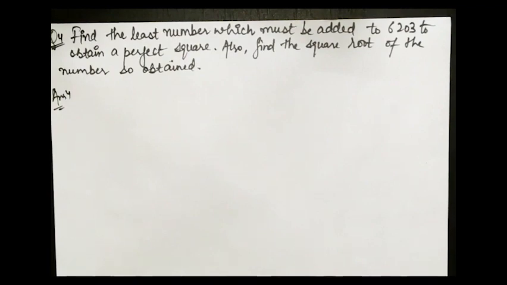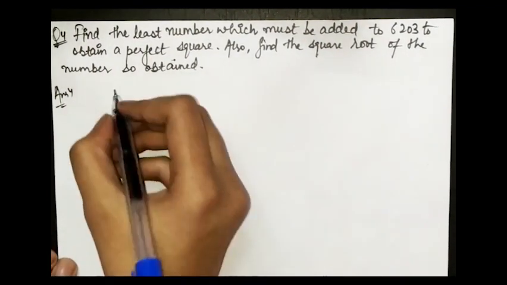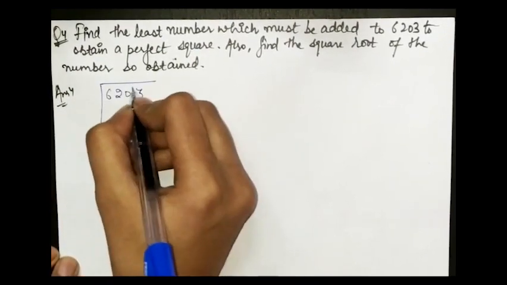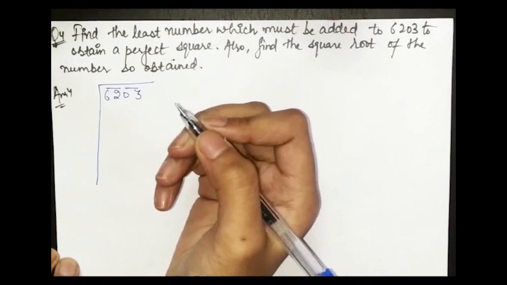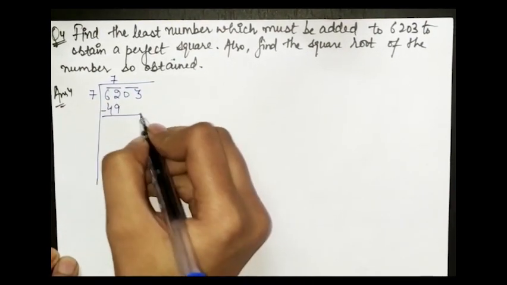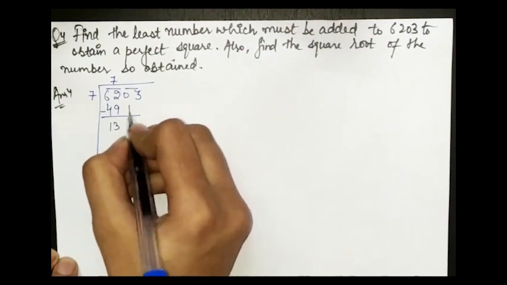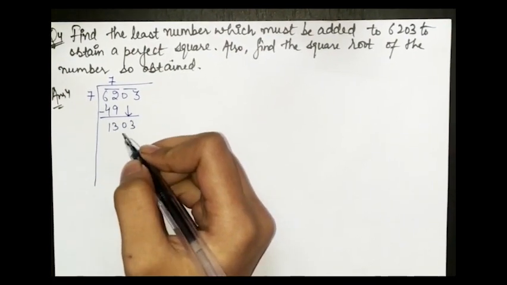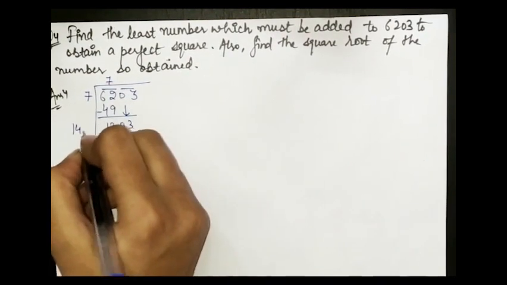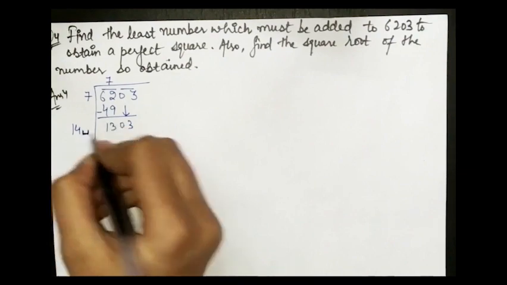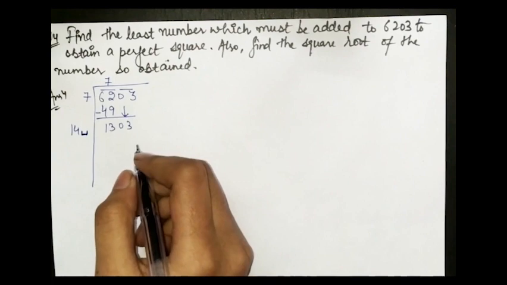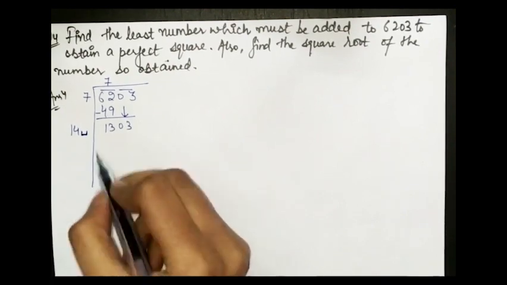Like first we have to do the long division of 6203. 6203, that is one pair of this, one pair of this. You all know that 7 will be coming, 7 sevens are 49, and the number will be 13, and then 03 will come. Now we want the double of 7, that is 14. So what number should be multiplied with 14 so that this will become divisible, or here we have to add that number.